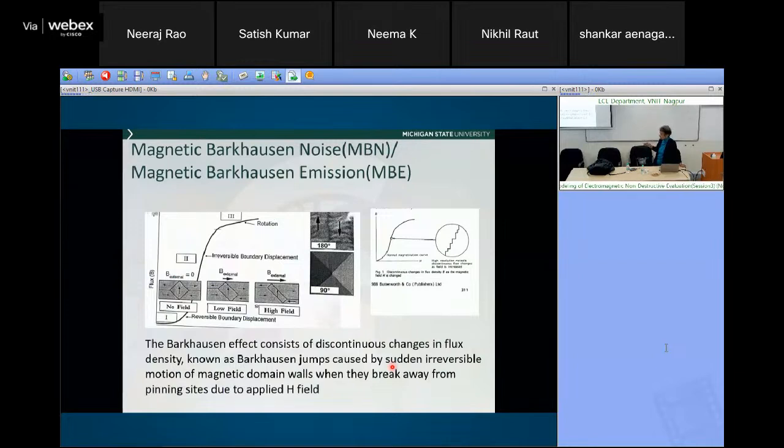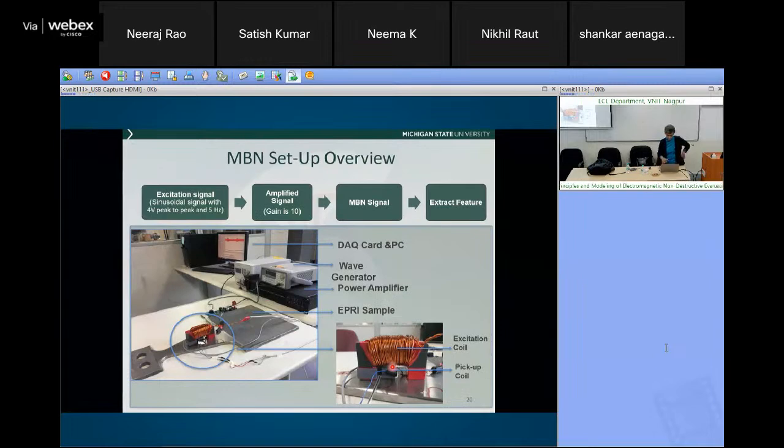But if you convert that into an electrical signal and plot it, you can get a noisy signal. It's the irreversible motion of the domain walls when they break away from the pinning sites. So if you get into the details of the crystal structure, that's what's happening. But at a gross level, when you are actually picking up the signal, you get a noisy signal corresponding to this particular phenomenon.